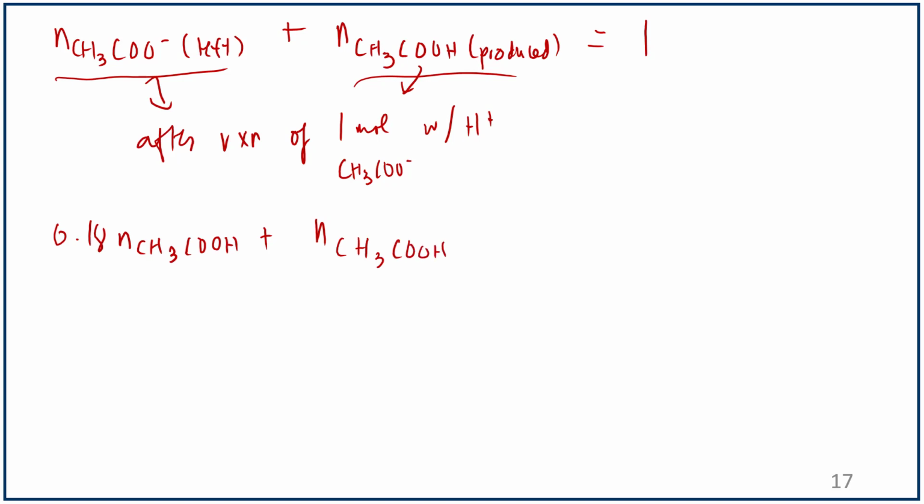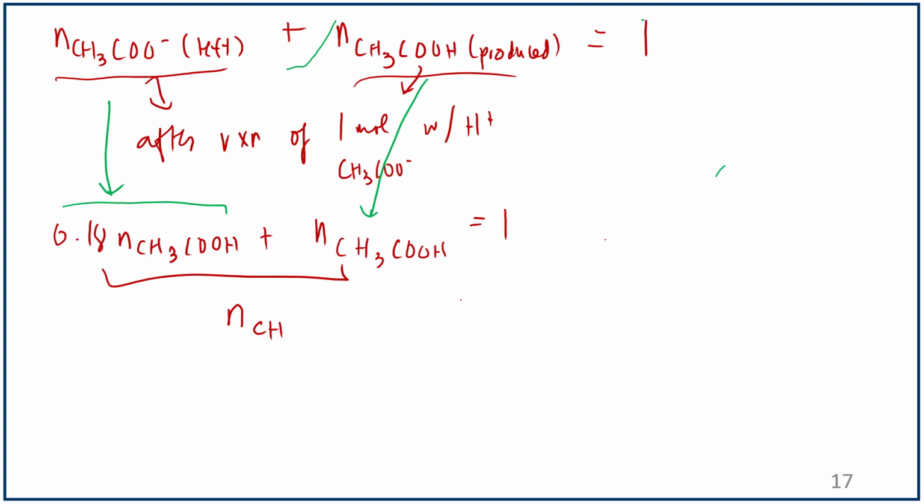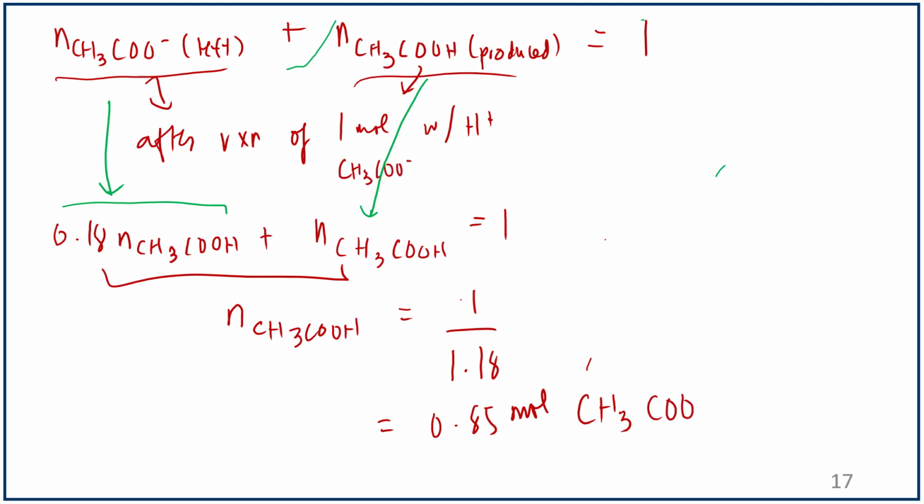Okay, so it's basically, let me just use a different colored pen. It's basically this, and then this one is just that, and then we just equate it to 1. Okay, and then what that will give you, if you add these two together, is n number of moles of acetic acid is equal to 1 divided by 1.18. You divide both sides of the equation by 1.18, and then what you'll get is 0.85 moles of acetic acid needed.